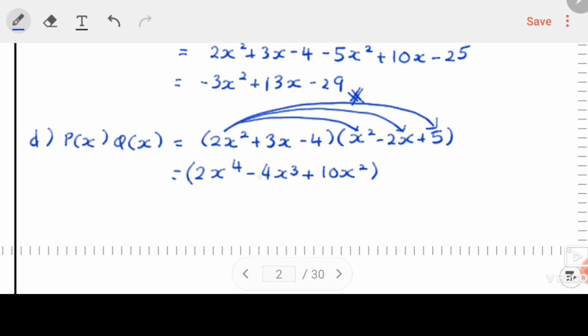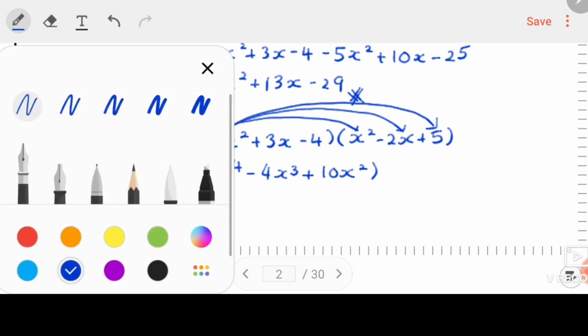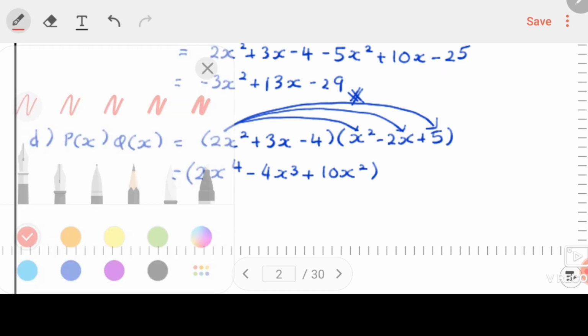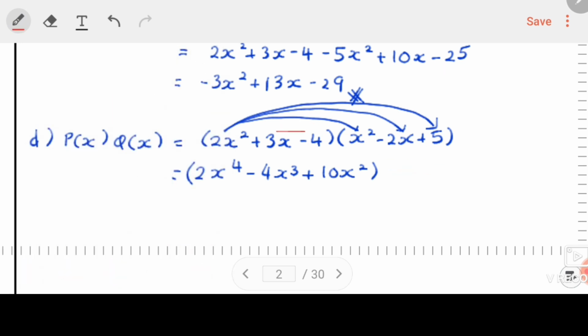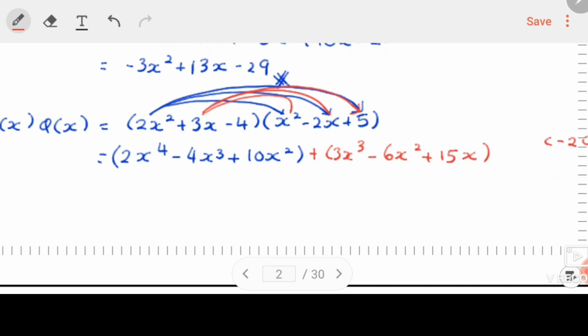Okay, next, multiply 3x with each term in the second bracket. You can use other color to distinguish. So plus 3x multiply with x squared. So we get plus 3x power 3. Multiply 3x with negative 2x become negative 6x squared. Multiply 3x with 5, we get plus 15x. Close bracket.